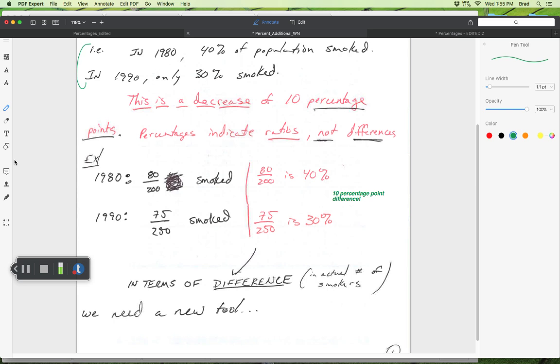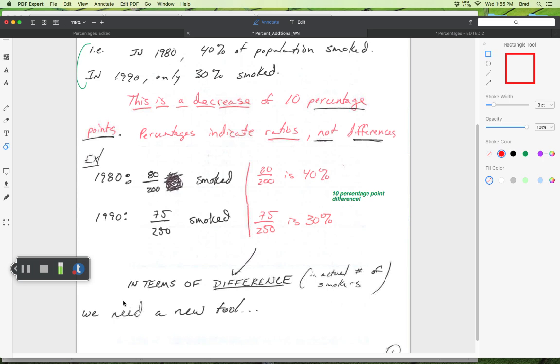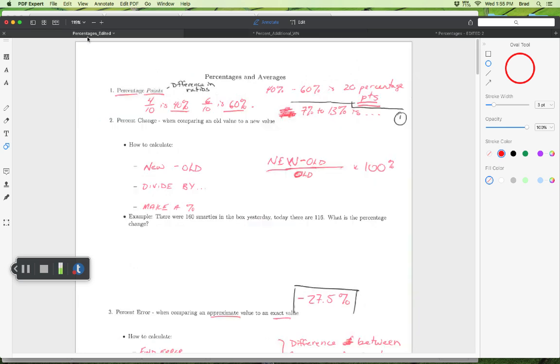And the difference of actual smokers, we need a new tool. That word says tool, not fool. We need a new tool in order to compare the difference in actual smokers, the number of actual smokers. We have a way to compare the ratios here, but if we want to really compare the number of actual smokers, we need a new tool. And so that new tool is going to be the next thing we look at, percent change. And we use percent change typically when we are comparing an old value to a new value.